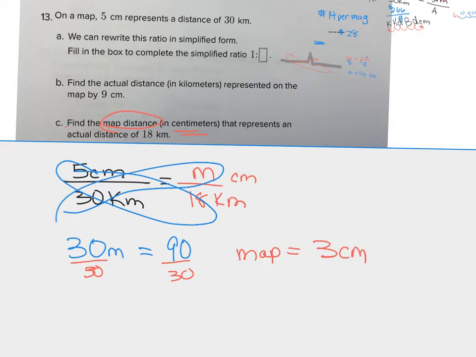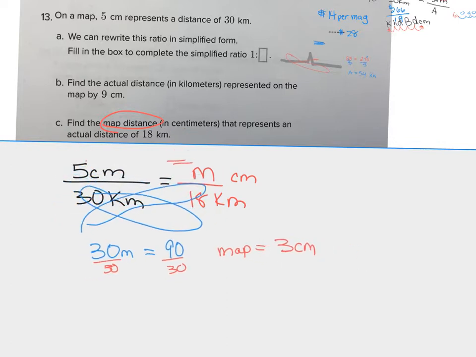Find the map distance in centimeters. So your answer is in centimeters. It's going to be important for you to read the question and make sure you understand what it's asking. Here it's asking me for the actual distance in kilometers. Letter C is asking me for the map distance in centimeters. All right.